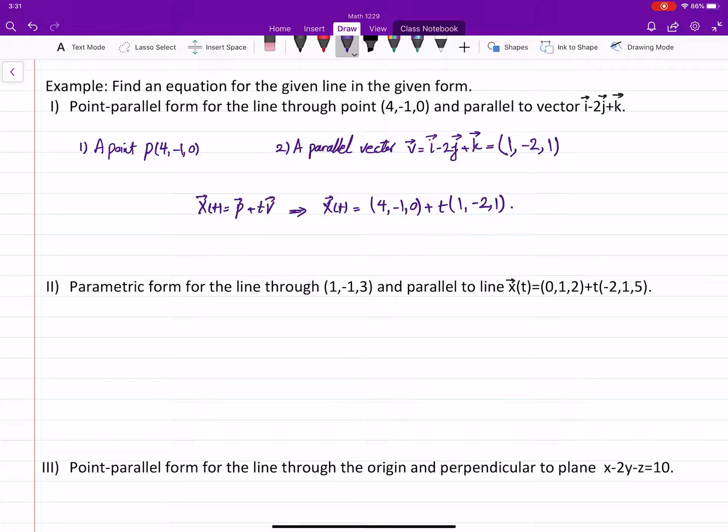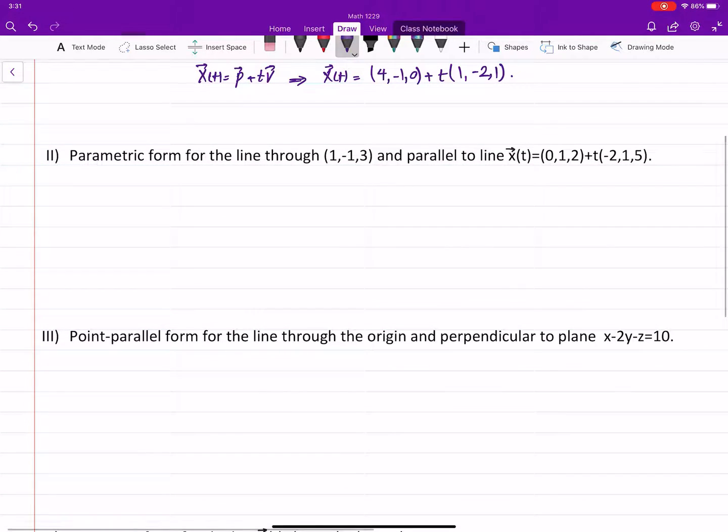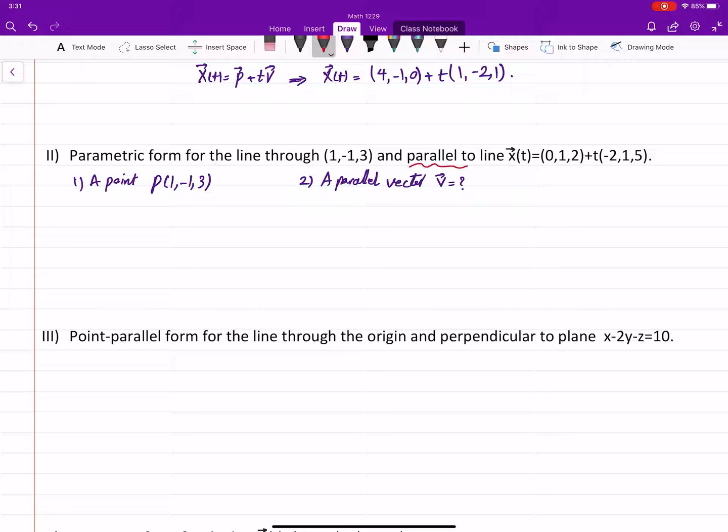That's it. The second part asks for the parametric form of the line through the point (1, -1, 3) and parallel to a line given by this equation. Again, look for two things. One is a point. It is given: (1, -1, 3). And two, a parallel vector. Well, the parallel vector is not given explicitly here. Instead, we are told that our line is parallel. So this is our line.